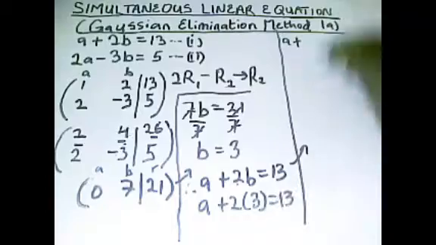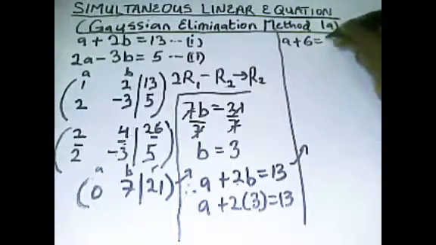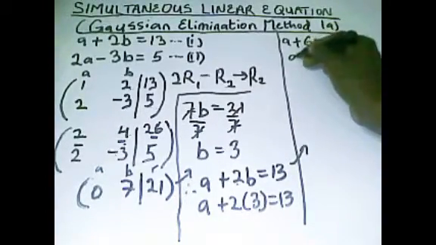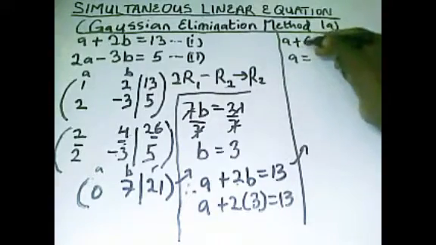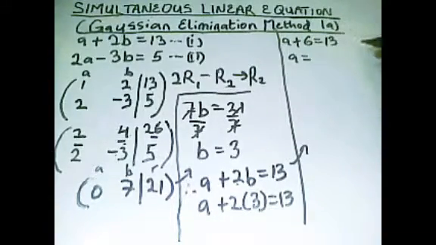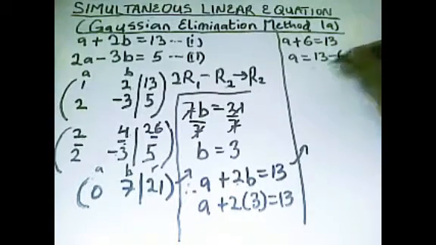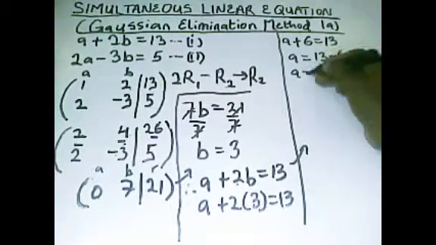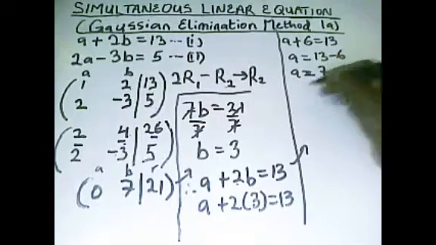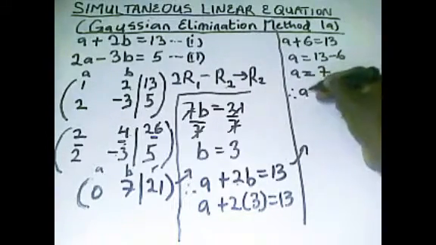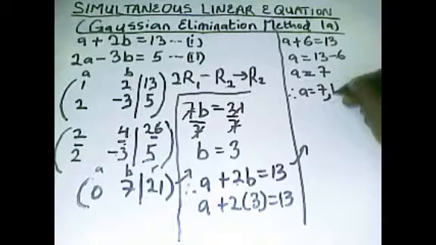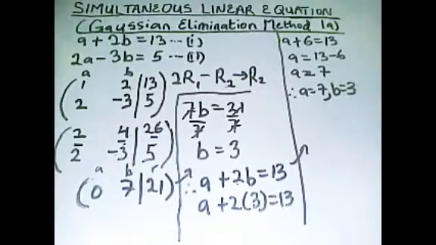So here we have A plus 2 times 3, which will give us 6, equals what? 13. So A will become, if we send our plus 6 to the other side, 13 minus 6, and there you have it. The value for A will become 7. So therefore we have A as 7 and we have B as 3. So that is how you use your Gaussian method to solve a simultaneous linear equation.